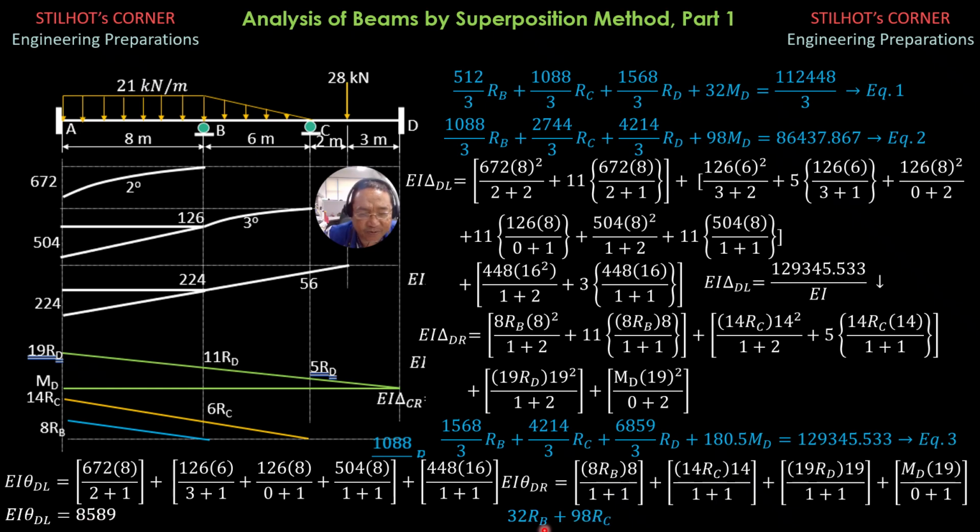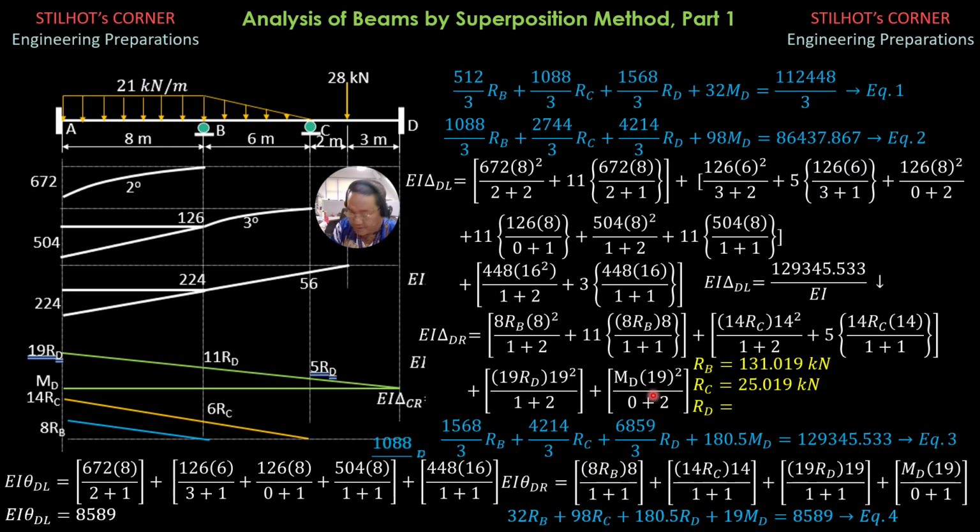So we have 32 RB plus 98 RC plus 180.5 RD plus 19 MD equals 8589. So solving equations 1, 2, 3, and 4 simultaneously gives us the following results. So RB is 131.019 kilonewtons. R sub C is 25.019 kilonewtons. R sub D is 12.684 kilonewtons, and the moment at B is negative 18.153 kilonewton meter.